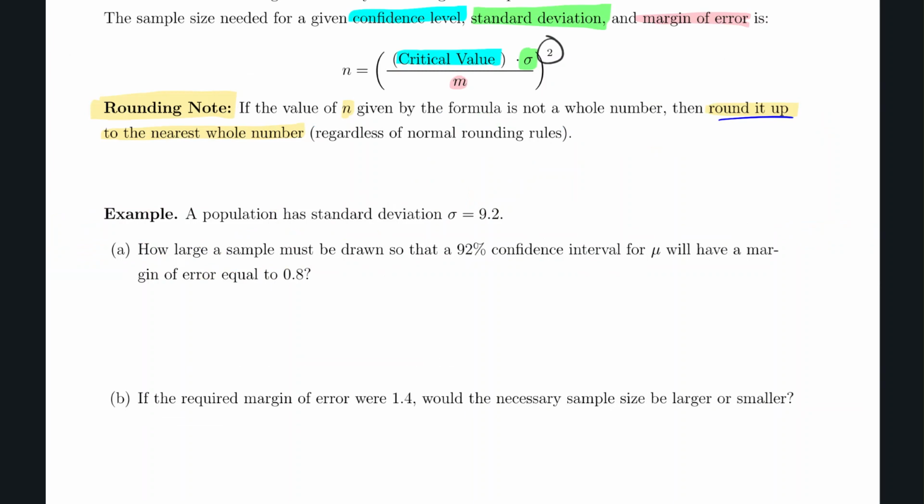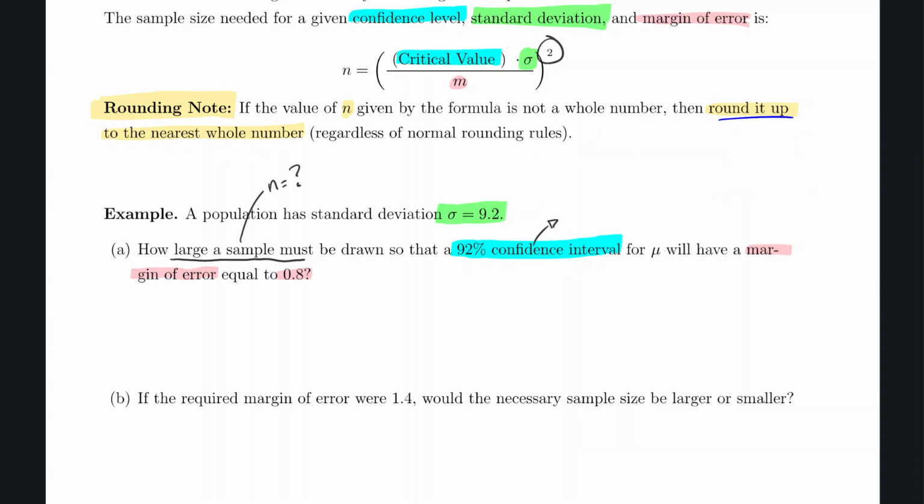So for our next example, it says a population has a given standard deviation of 9.2. How large of a sample must be drawn? Now this phrase, how large of a sample, that's our n. We don't know what it is, but it's asking us to find it. Must be drawn so that we have a confidence level of 92%. For our population mean, we'll have a margin of error equal to 0.8.